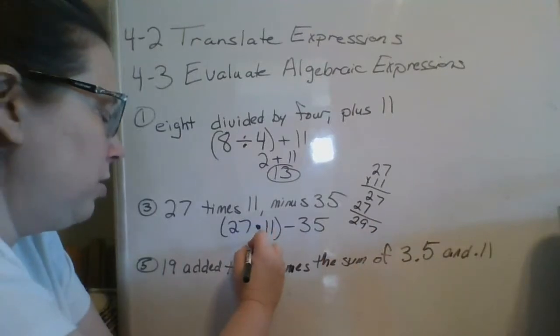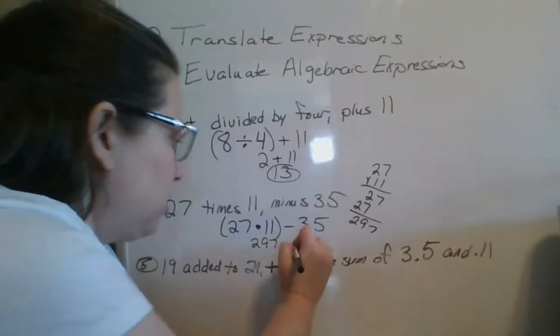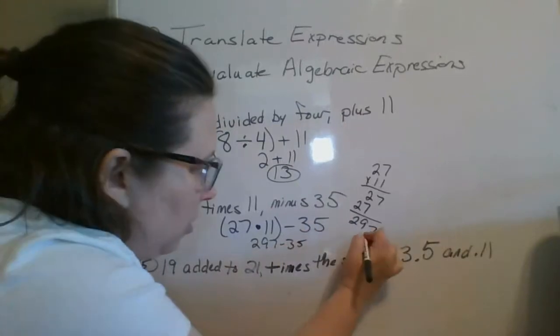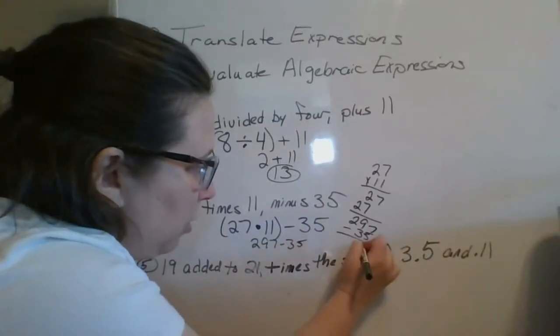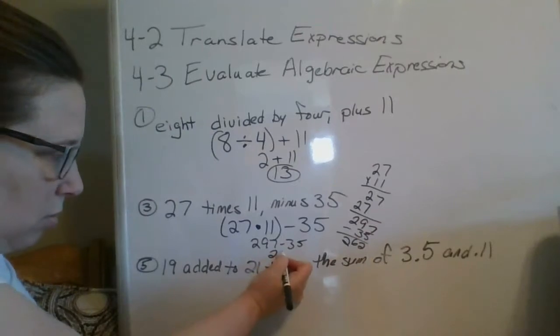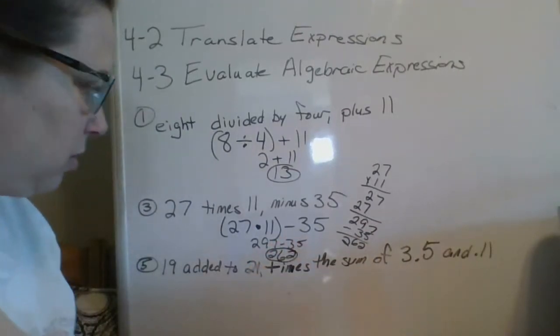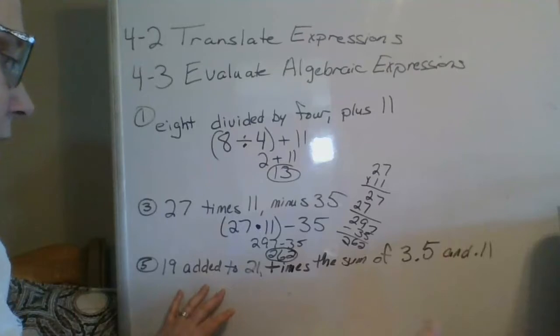So we have 297 minus 35. And if I subtract 35, we're going to get 262. All right, on to number 5.